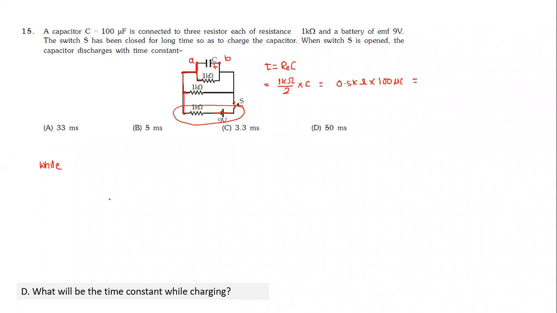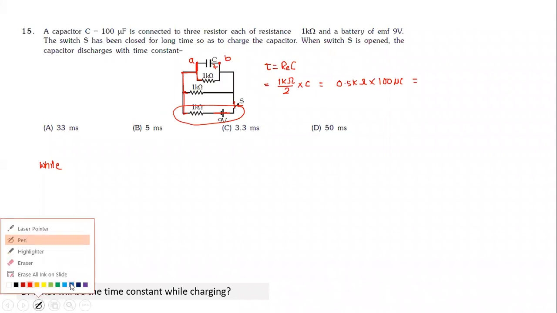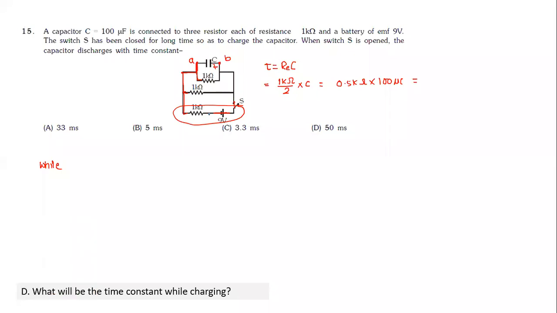So when it is charging, if the switch is closed, and the battery is shorted, all these points are at potential B. Which two points do I have to find? These two points, A and B. All three are in parallel. So while charging, what has to be the value of R effective? R effective is 1 kilo ohm divided by 3.